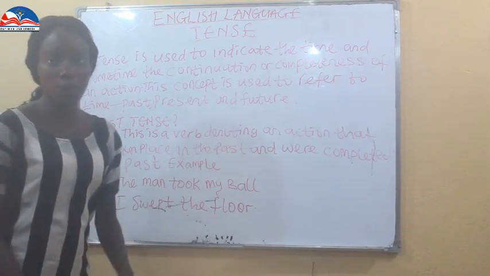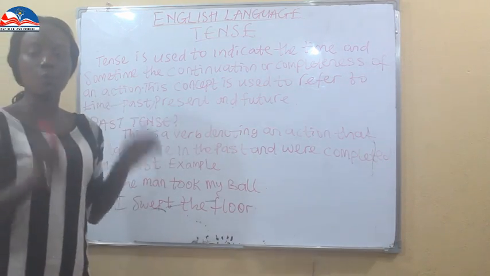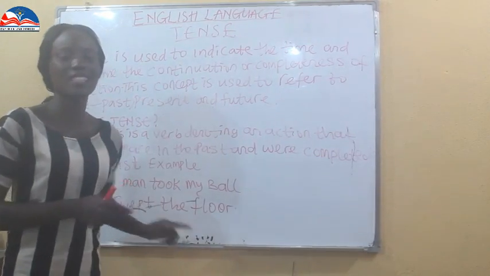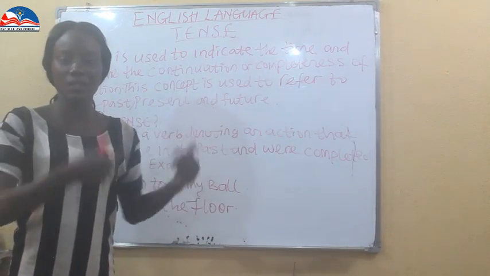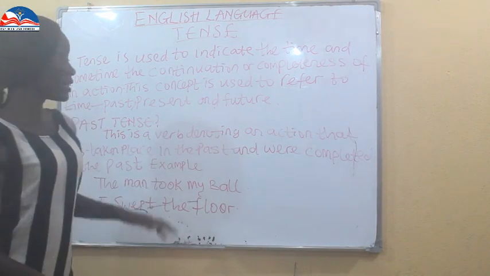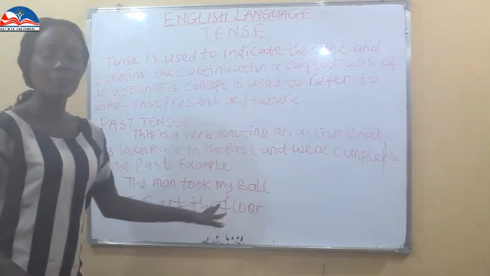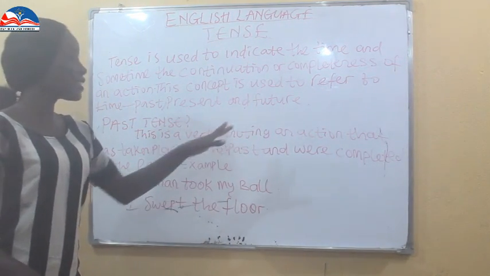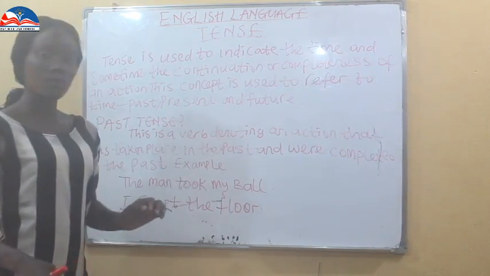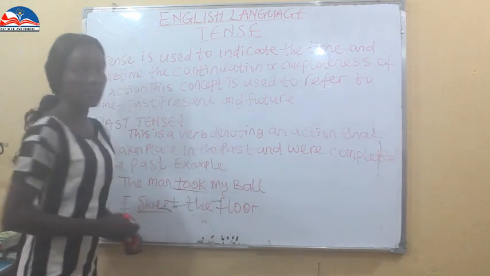I swept the floor. Sweep is the present tense. And when we're talking about the past action that took place, swept. I swept the floor. That means I've already swept the floor. Now, with this past tense, the action has taken place in the past and the action is also completed. Took, swept, that was past tense.